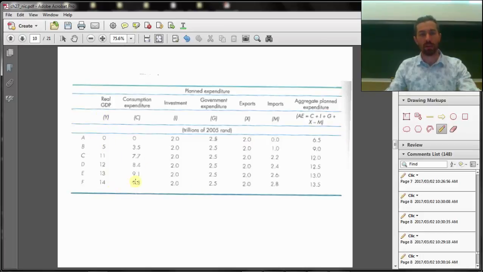As GDP increases, consumption increases. As GDP increases, imports increase. Our aggregate expenditure is just the sum total of each one of these columns. As real GDP increases, aggregate planned expenditure is increasing. Okay? Are you happy that at point E, real GDP is equal to aggregate planned expenditure? Okay?